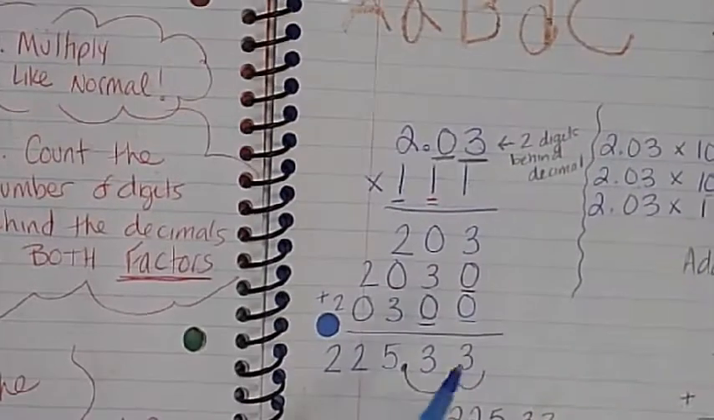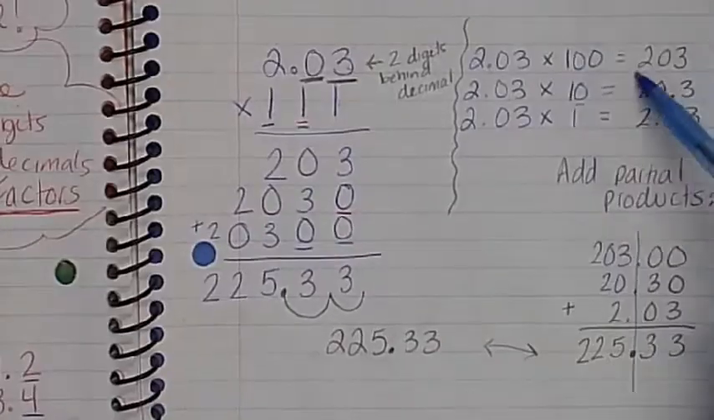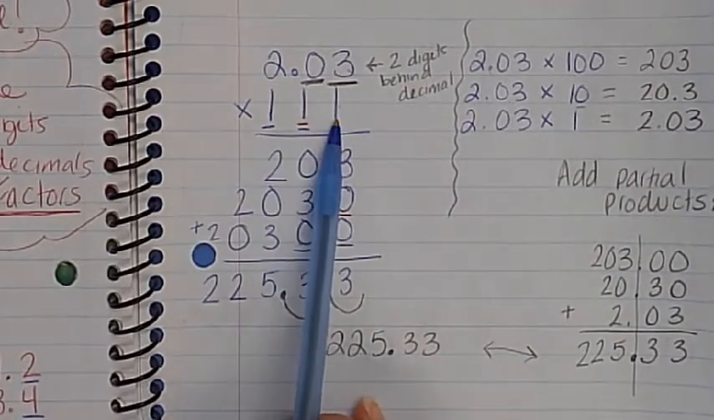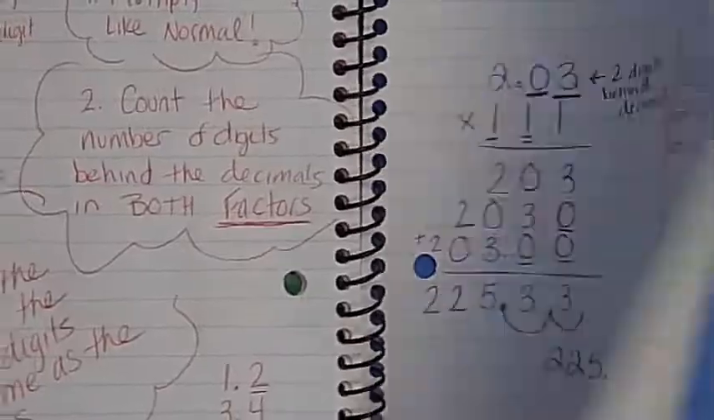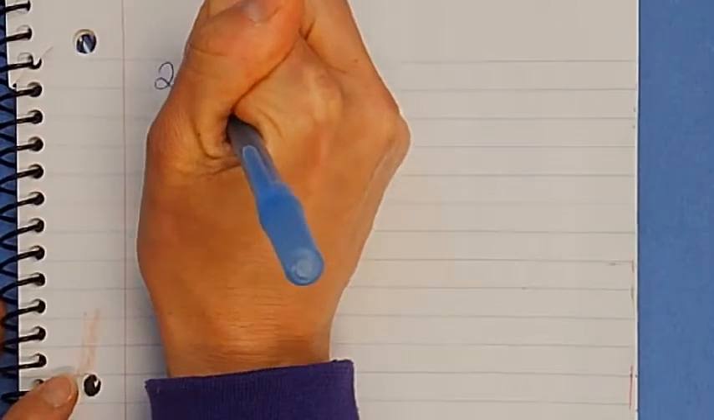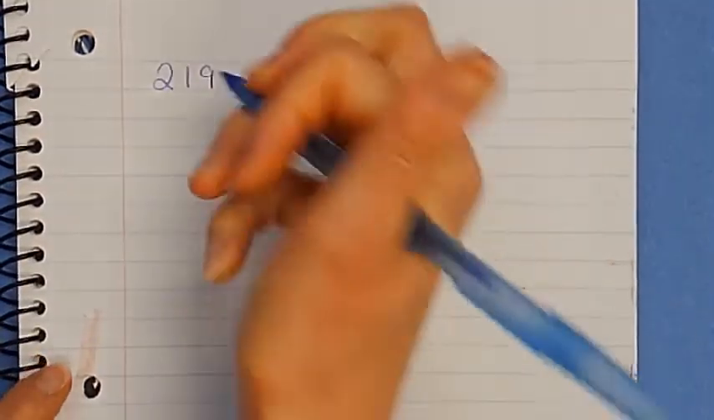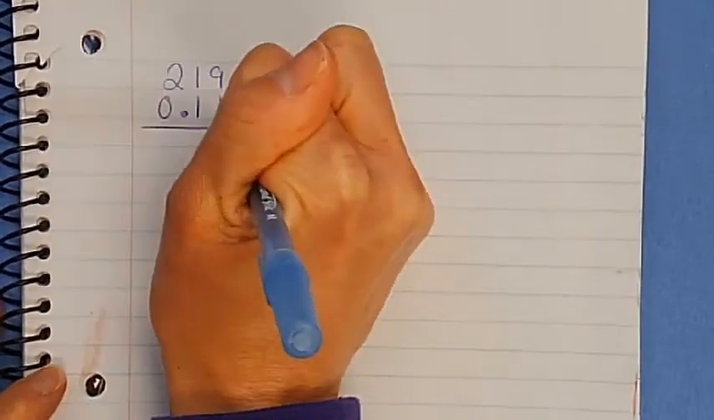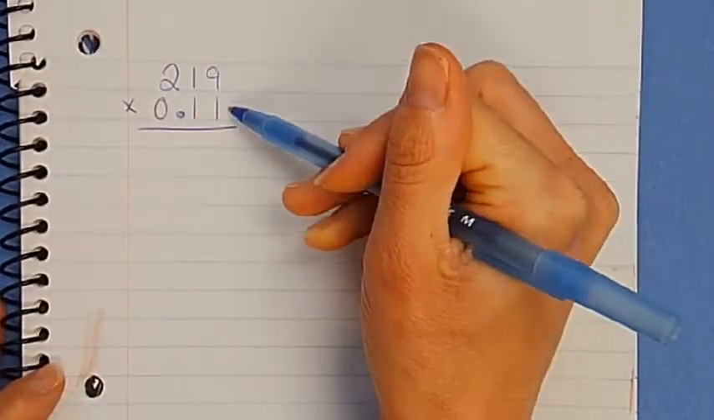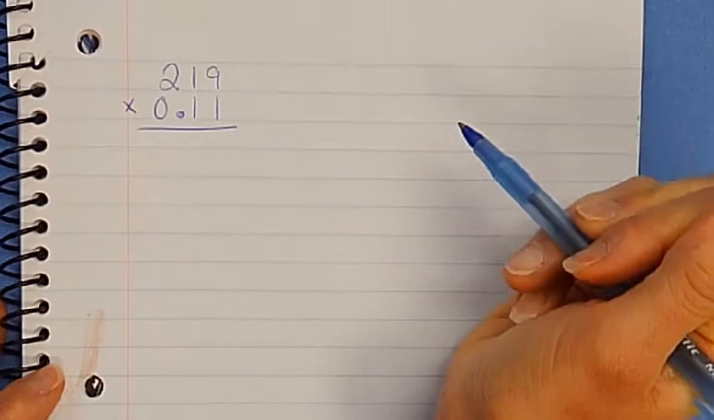We also looked at doing a little bit of partial products, or multiplying by 3 digits. So whatever way makes you the most comfortable is the way that you're going to want to work on these problems. So I'm going to do a problem that looks like this. I'm going to do 219 times 11/10. So this has 2 decimal places. I see this is a decimal. This is no decimal, and I'm going to go ahead and do the math.